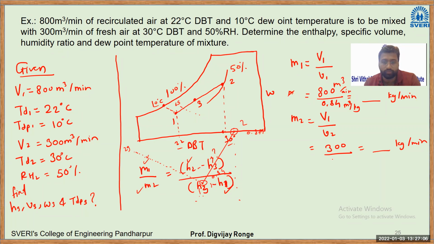Second case, here we have the volume flow rate. How much have we written? 0.877. So calculate both the mass flow rates and put the value in the chat box. And ultimately you can go for this. Again here H1 is 29 kilojoule per kg. H2 in this case is 65 kilojoule per kg. Okay, so calculate and put in the chat box the value of M1 and M2, 800 divided by 0.84 and 300 divided by 0.877.